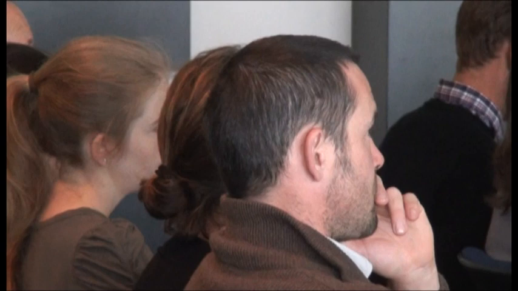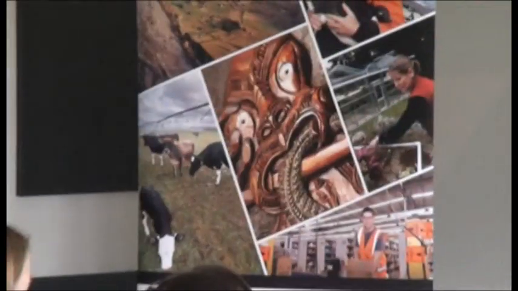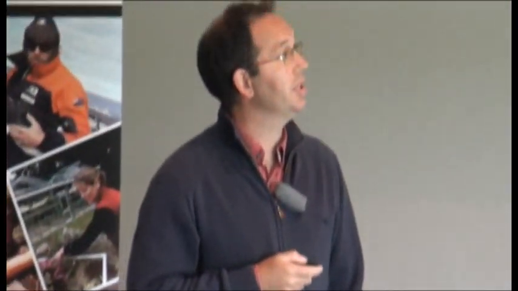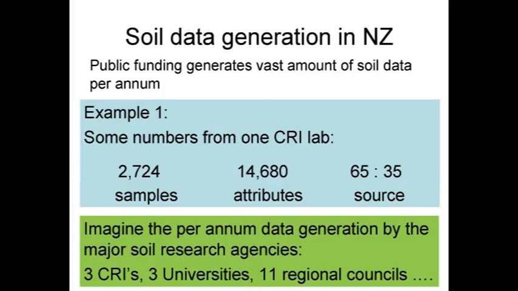So public funding in New Zealand, we generate a vast amount of soil data per annum. That's a pretty bold statement. But if we look here, this is one CRI lab. This is our environmental chemistry lab within Landcare. We have another 3 labs within Landcare. And so what do these numbers mean?